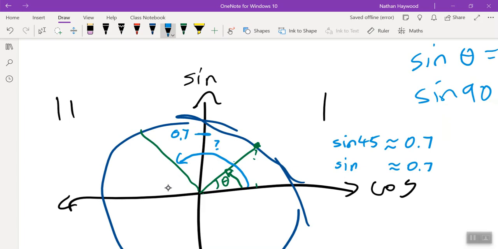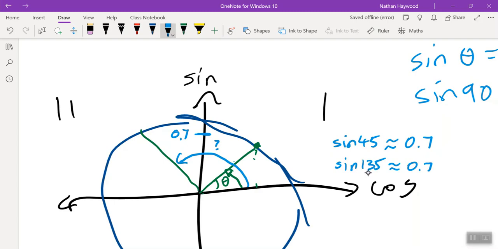How do we figure this out? We know that if we go all the way around to the other side of the x-axis, that's 180 degrees. So it has to be less than 180 degrees, this unknown angle that also gives us 0.7. So it's somewhere between 90 and 180. To do this, we simply go 180 minus that little theta in here. In this example, it's 45. So 180 minus 45 is 135. This is called the supplementary angle.